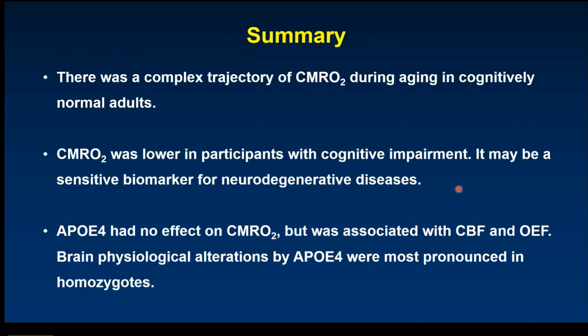So to summarize, in this study, we found that there was a complex trajectory of CMRO2 during aging in cognitively normal adults. We also found that CMRO2 was lower in participants with cognitive impairment, so it might be a sensitive biomarker for neurodegenerative diseases. And for the genetic risk factor ApoE4, it had no effect on CMRO2, but was associated with CBF and OEF. The brain physiological alterations by ApoE4 were most pronounced in the homozygous, which is the 2 ApoE4 alleles.